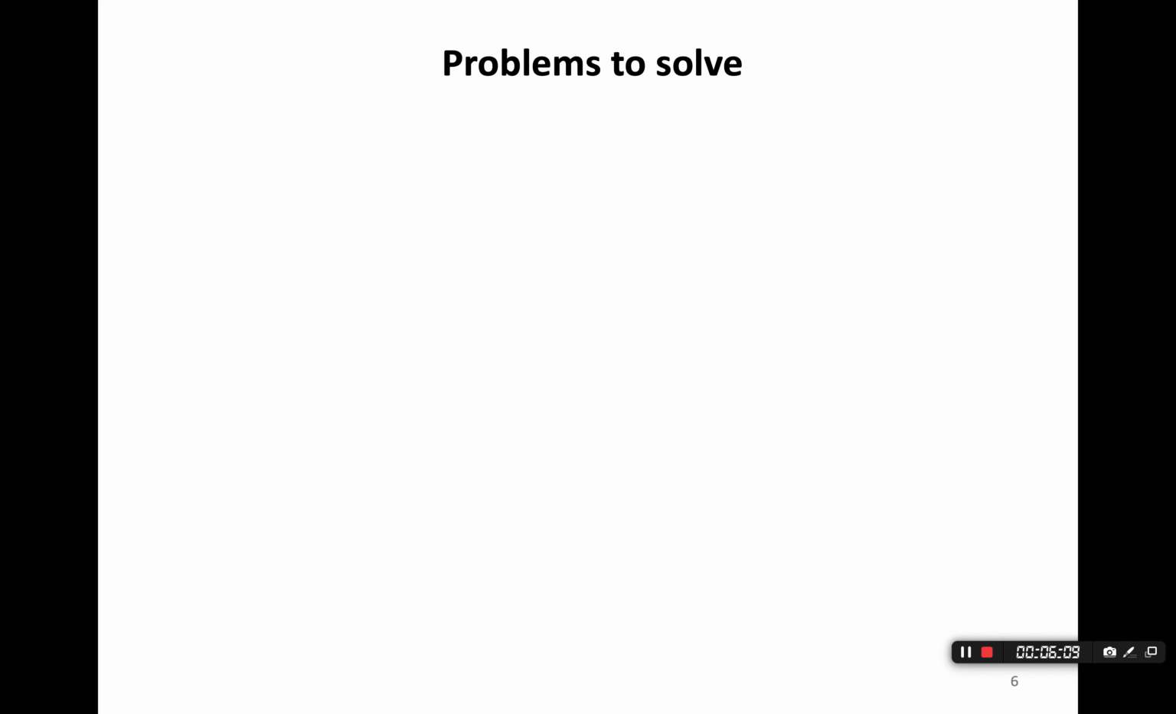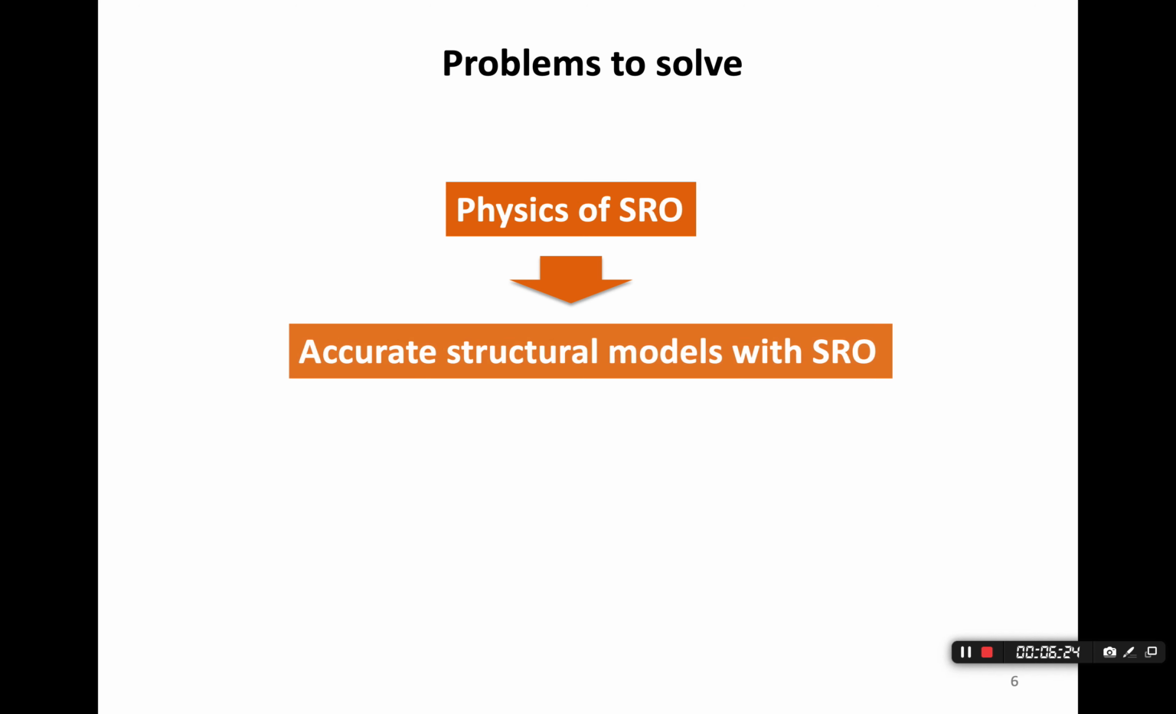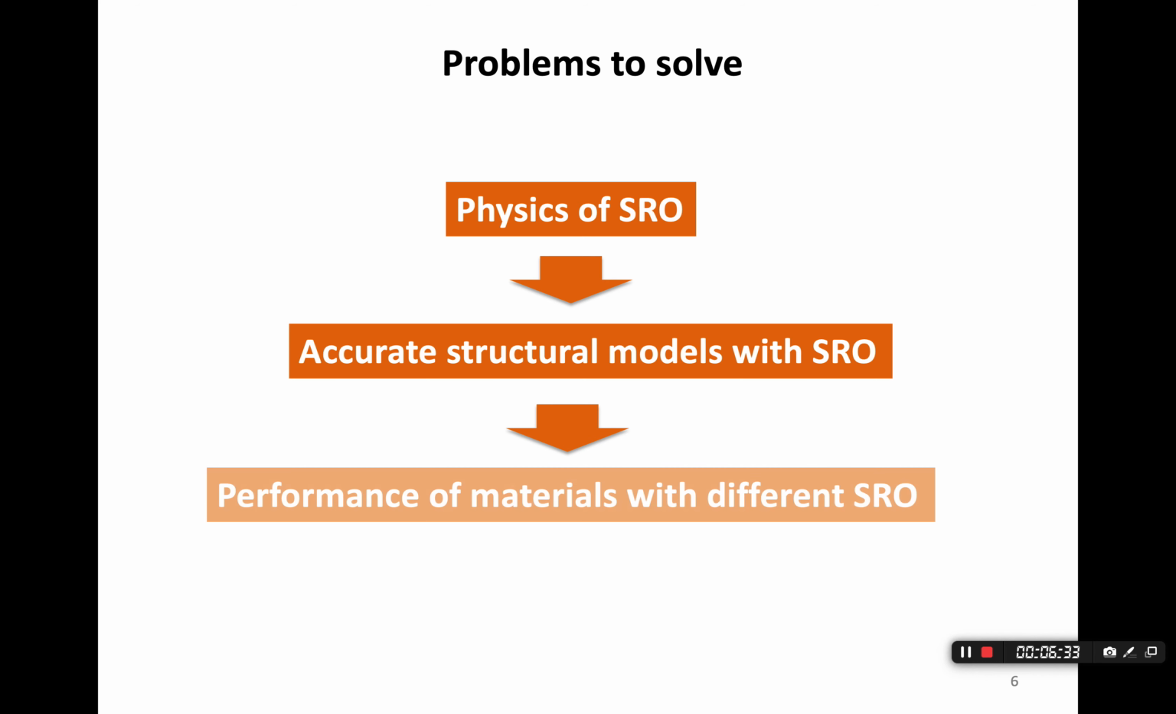So in order to understand the influences of short-range order, we developed our computational work in 3 steps. The first step is to establish some physical pictures of the short-range orders, followed by some accurate structural models which can reproduce the short-range order features we see in experiment, and then we can use these structures to predict the performance of the disordered rock salt materials.